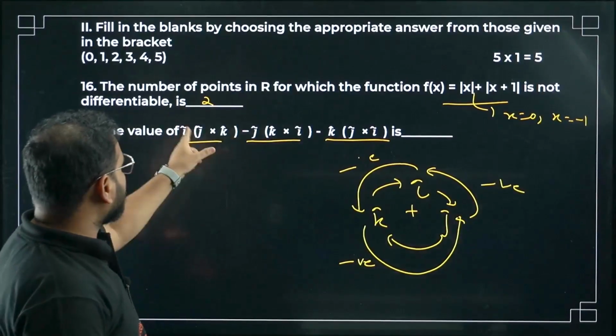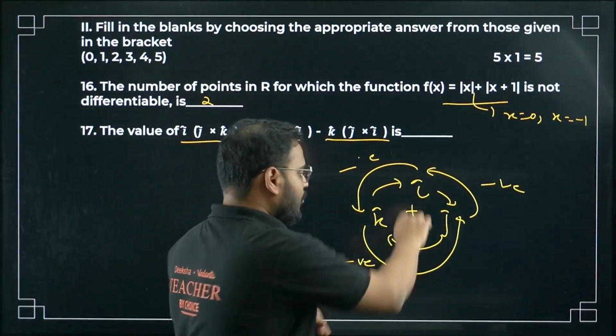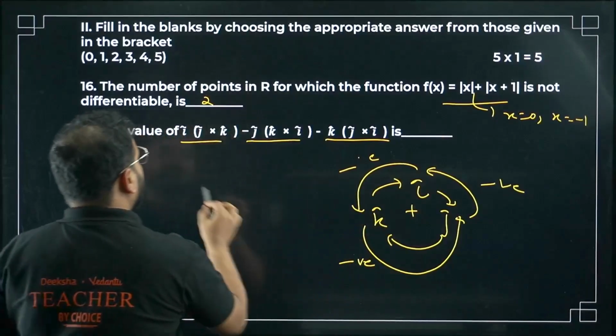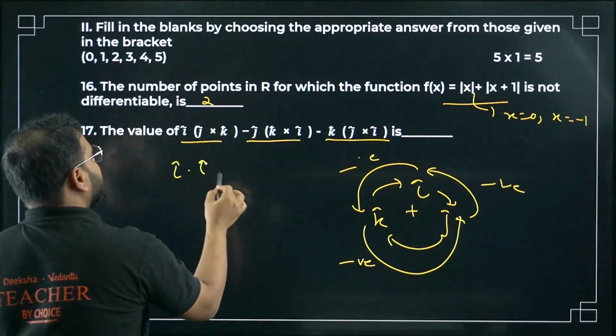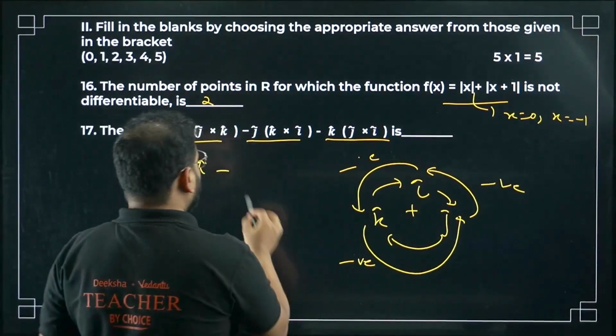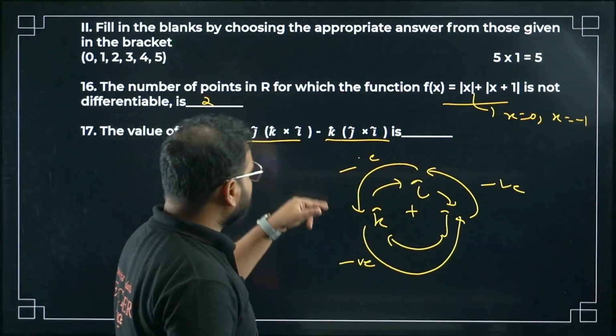So look at j cross k. Clockwise, so positive i. So i dot with positive i, minus. j is already there, keep it as it is. So j dot k cross i.